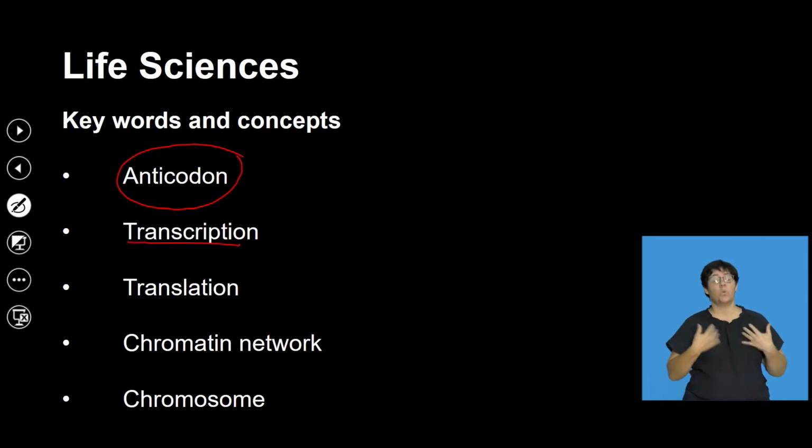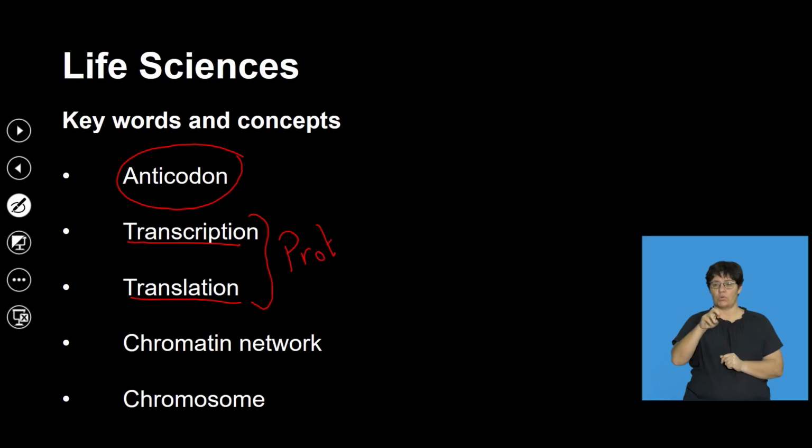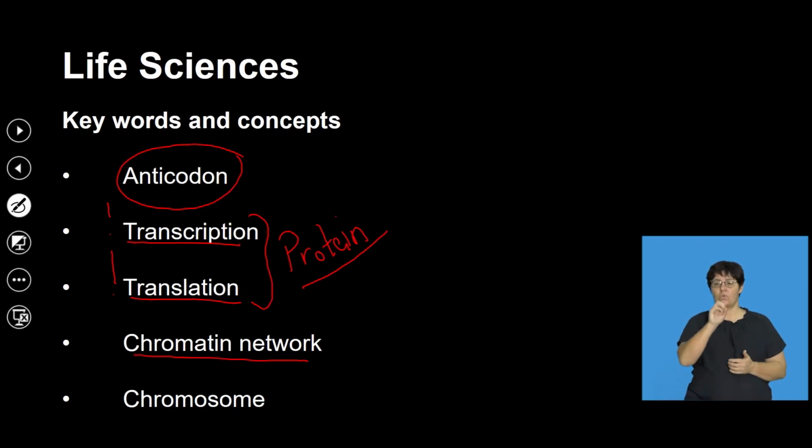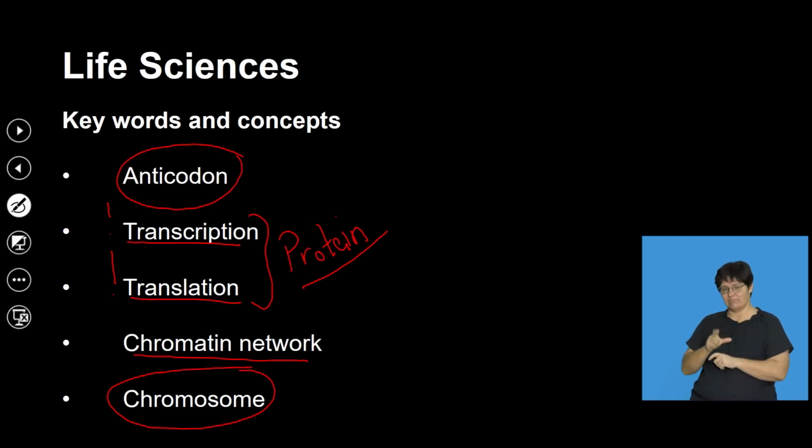Very important today are two processes, which I will draw attention to when we look at protein synthesis. These terms are good to note: transcription and translation. I will mention the term chromatin network. Again, that's to draw back to our understanding of what the DNA is made up of in the nucleus. We're also going to draw some focus to chromosomes in relation to where we are in the cell.